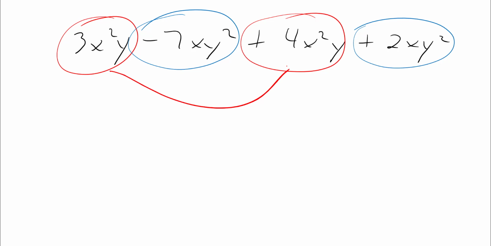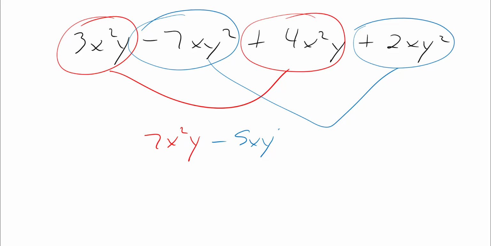That means I combine those together. So I combine these two together. So 3 of those and 4 of those is 7 of those. Okay. And negative 7 of these and 2 of these is negative 5 of those. And we're done with the problem. 7x squared y minus 5xy squared, and that's it. You got it, and you're done with the problem.